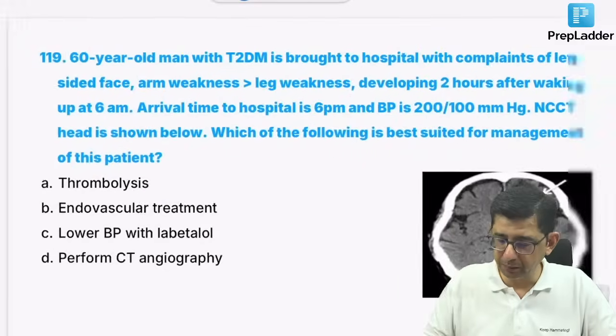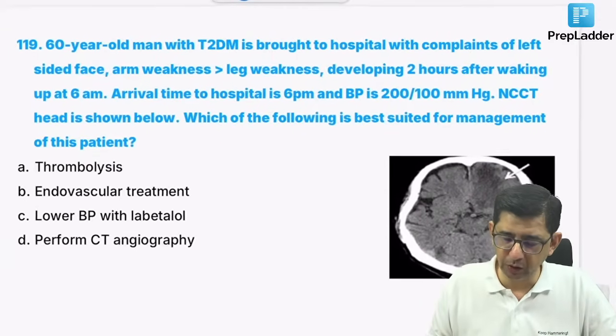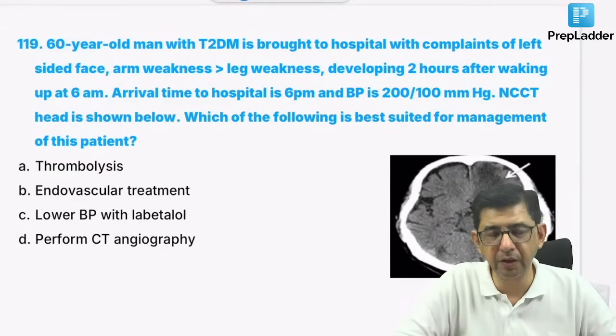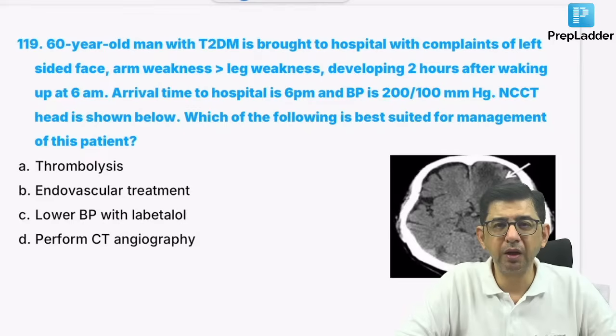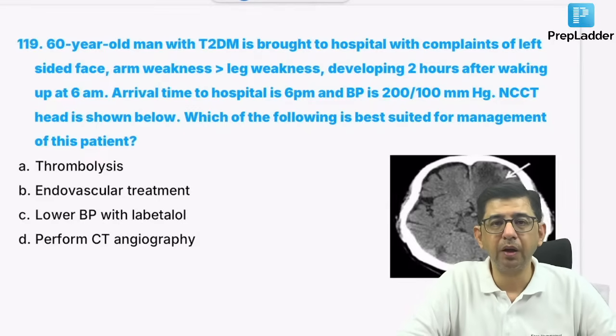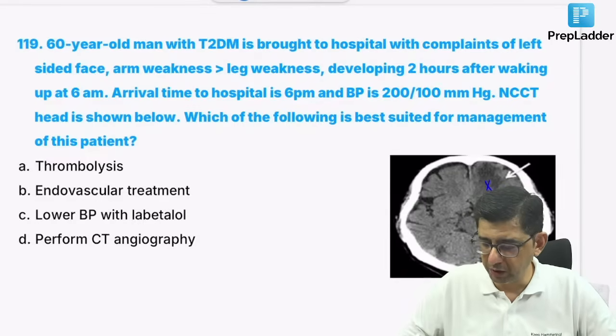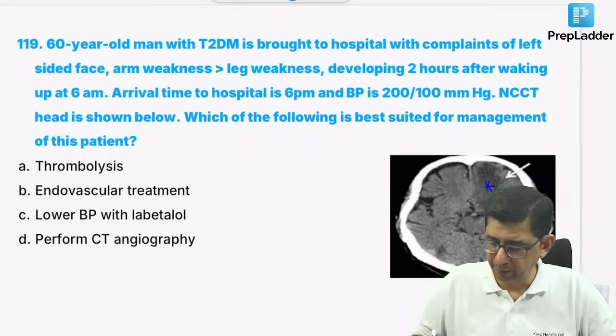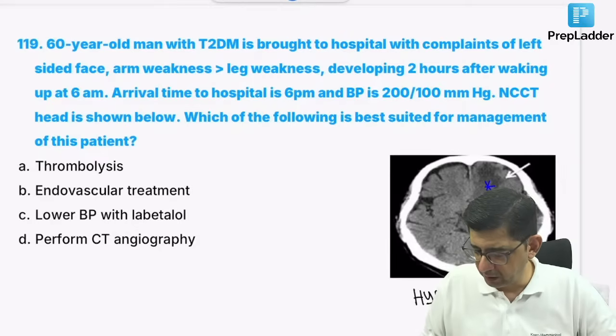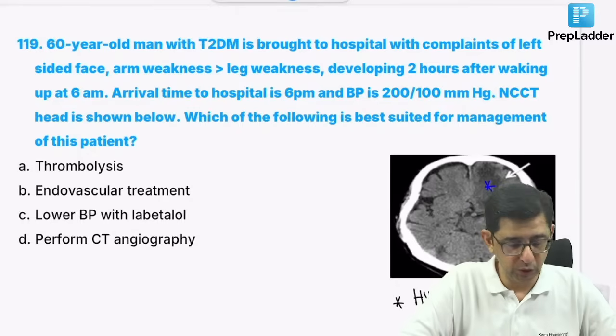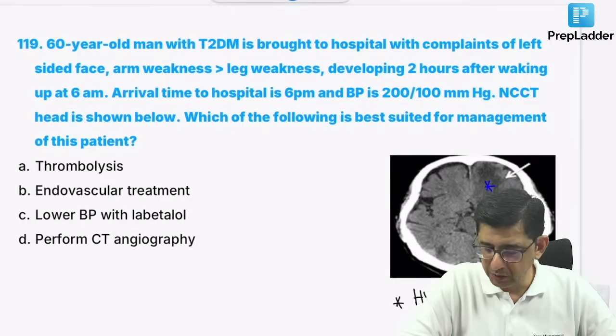This is a patient with diabetes mellitus brought to the hospital with left-sided face and arm weakness, with the arm weakness more than the leg, developing 2 hours after waking up. The BP is super elevated, 200 by 100, and the non-contrast CT head is shown below. We can see a hypodensity present in the frontal lobe and extending into the parietal lobe as well. So hypodensity is present in this case.